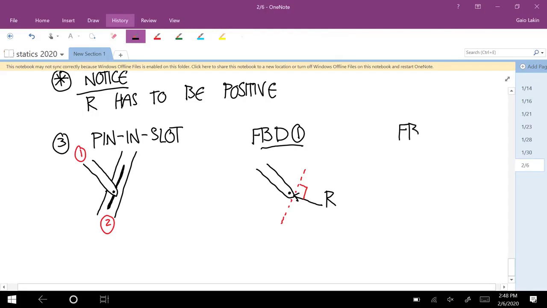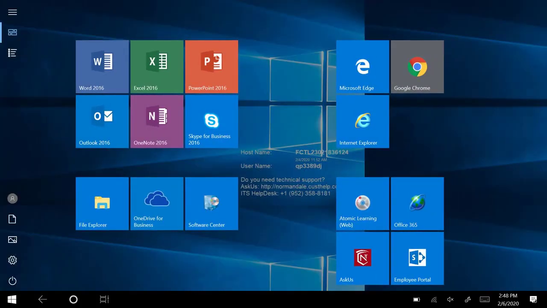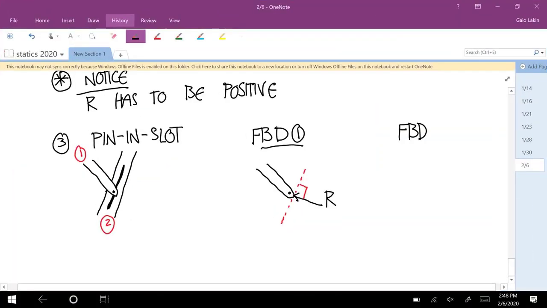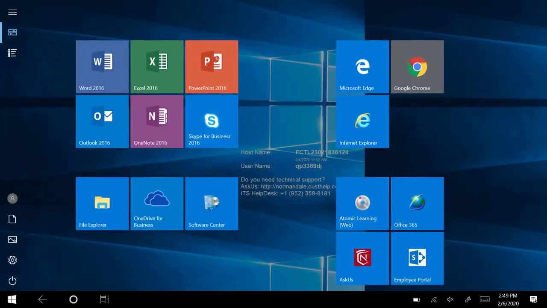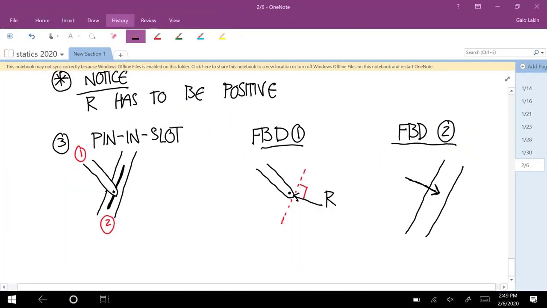And then if I drew a free body diagram of the second body, that force would be the same direction, or parallel to it, but opposite direction. Okay, R. Okay, those two are equal and opposite to each other.